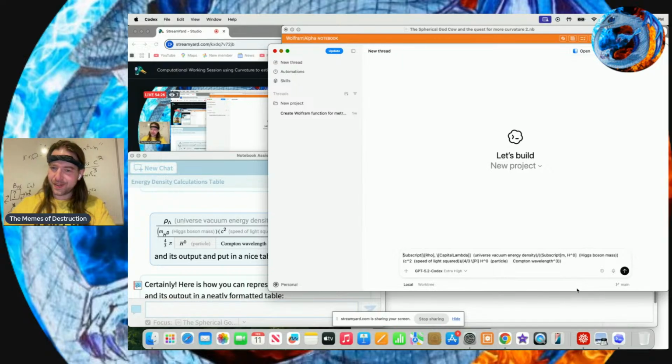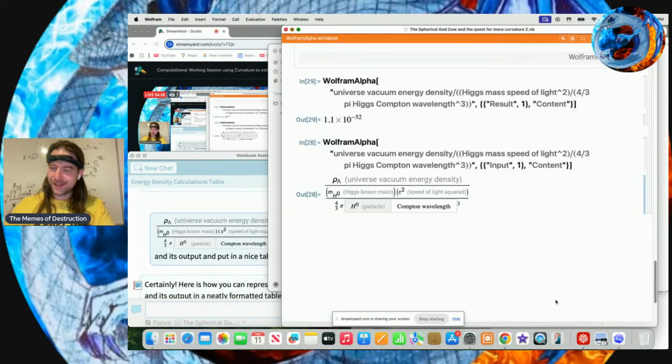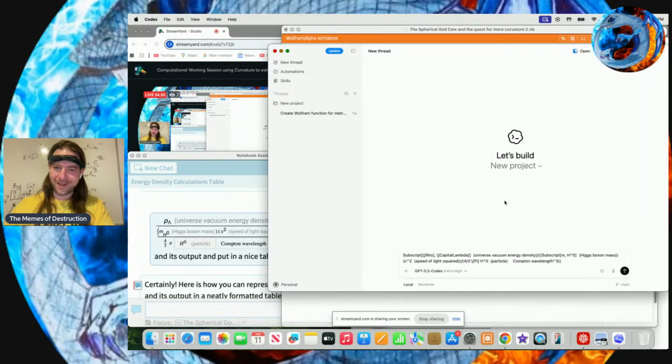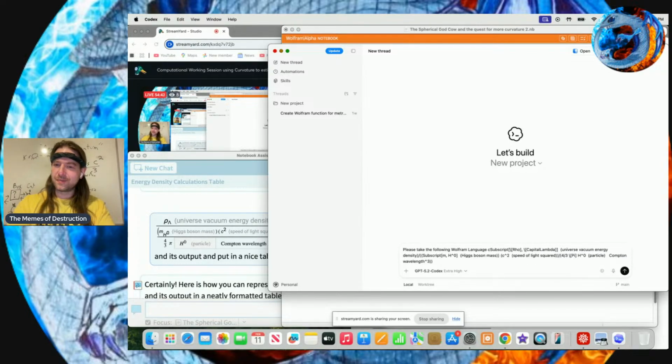Now the question is, do we want that? Oh, let's try. We don't know. All right. Please take the following Wolfram language code and output it in a nice table.